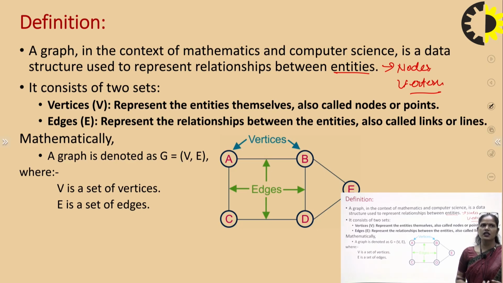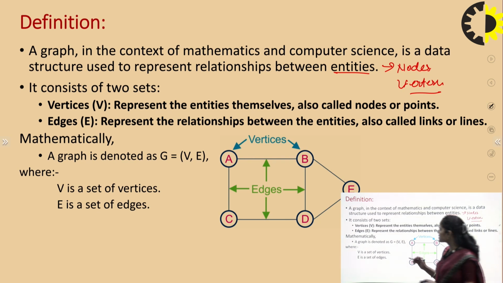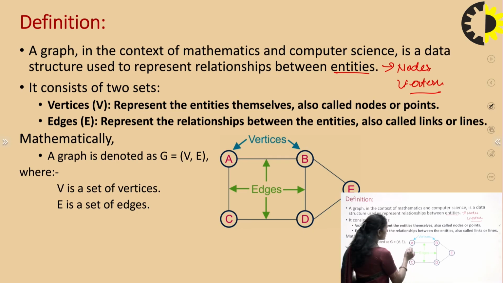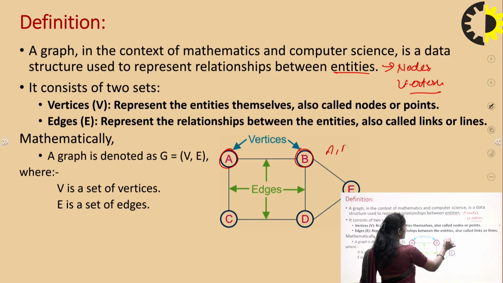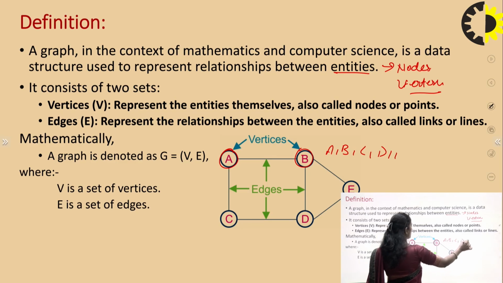Vertices represent the real life entities themselves, also called nodes and points. But an edge is a relationship, or you can say a link, between two vertices or two nodes. So mathematically, how is a graph represented? Here we have some entities, let's suppose A, B, C, D, E.